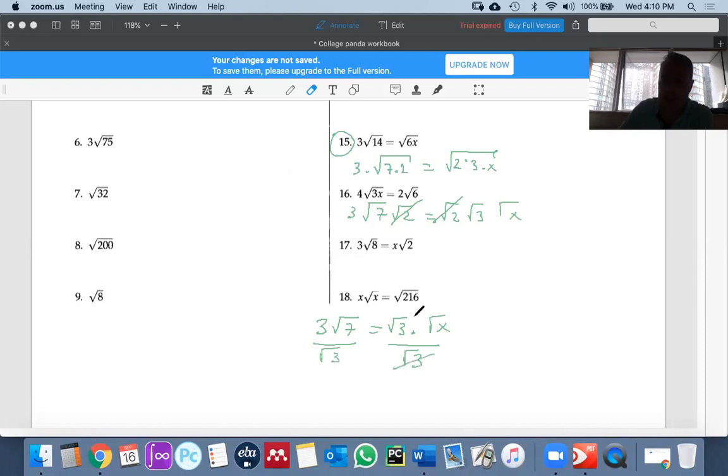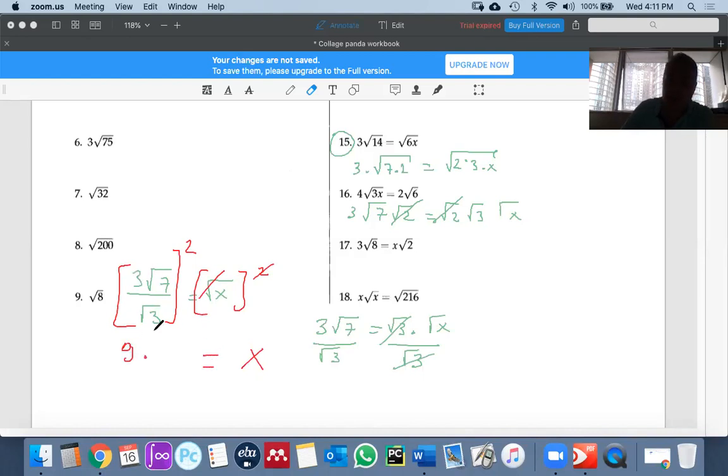Okay? So this goes. So what I have, 3 root 7 divided by root 3 is equal to root x. After this step, very simple way, take both sides, yeah, squaring the both sides. Just square the both sides. These and this simplify. This is x. And then 3 to the power of 2, 9. Root 7 to the power of 2, 7. Root 3 to the power of 2, 3. And then one more simplification, 9 and 3, 3. So result will be 3 times 7, which is 21. Okay, so x is 21.